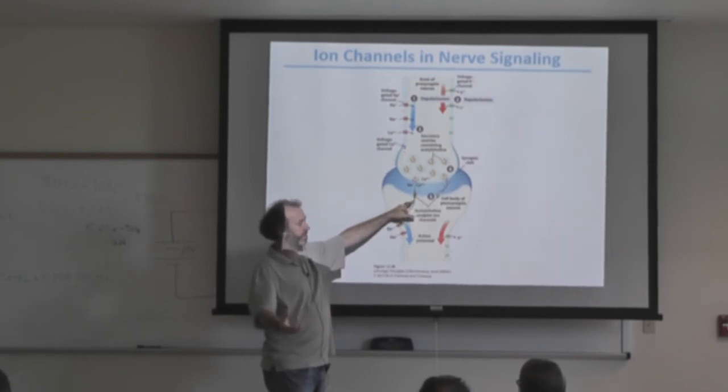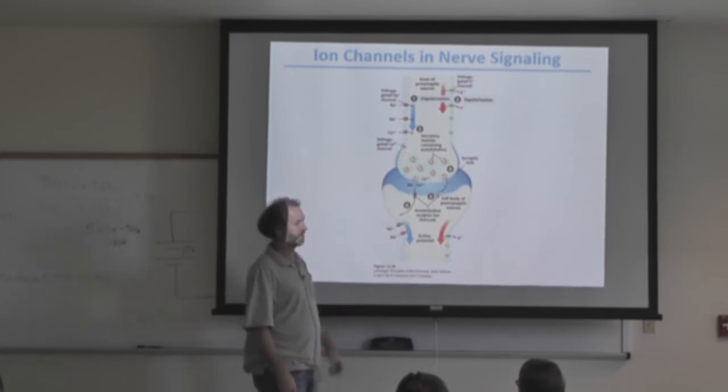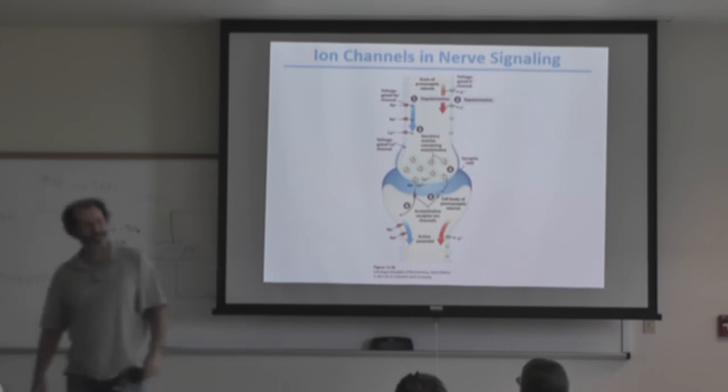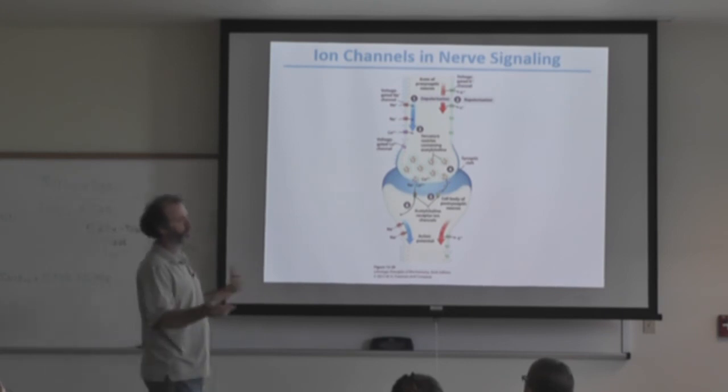Muscarinic acetylcholine receptors will respond to acetylcholine and muscarine. Not muscadine grapes, but anyway, those different receptors are found in different populations of neurons and different pathways.